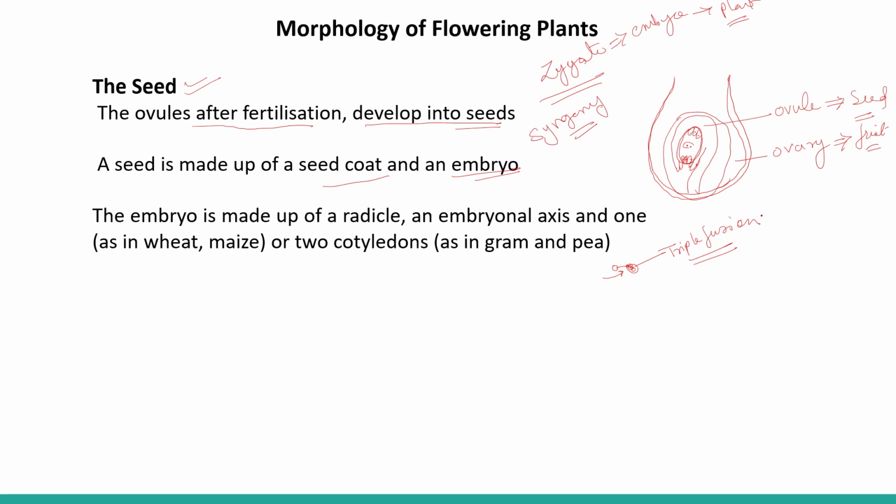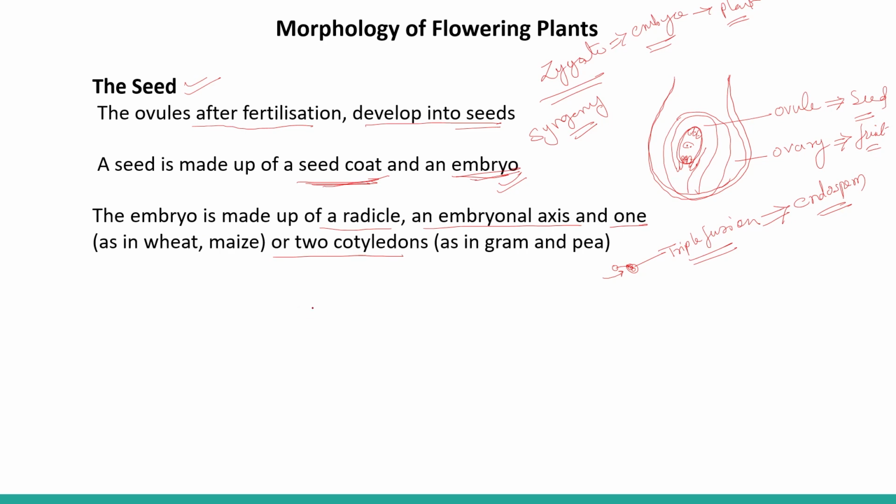Now this triple fusion forms the endosperm, and it provides nourishment to the developing embryo, right? Okay, so a seed is made up of the seed coat. All seeds have a seed coat, and they also have the embryo. So the embryo is very important. Without the embryo, a new plant cannot come out of the seed. The embryo is made up of the radicle, the embryonal axis, and 1 or 2 cotyledons.